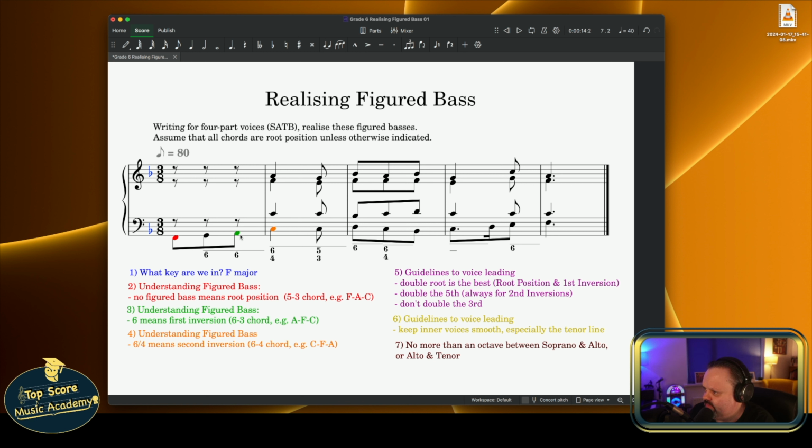Okay, so for this chord in the first bar, the very last chord of the first bar, it's another first inversion chord. So we're looking for a third and a sixth above this A. Okay, so a third above the A is the C, and the sixth above the A is the F. So the most obvious place then to put the F is the alto line.